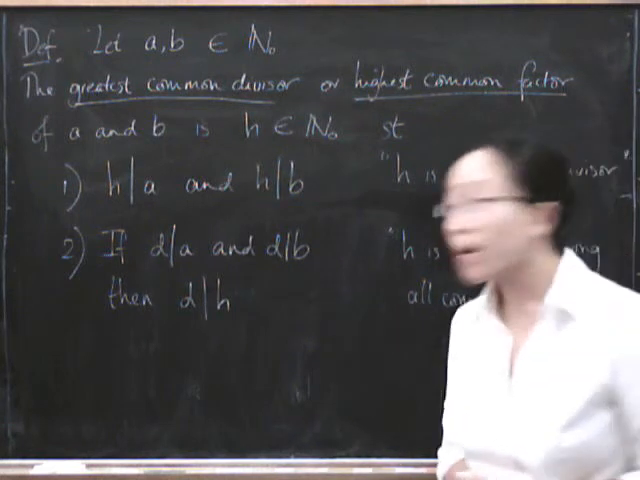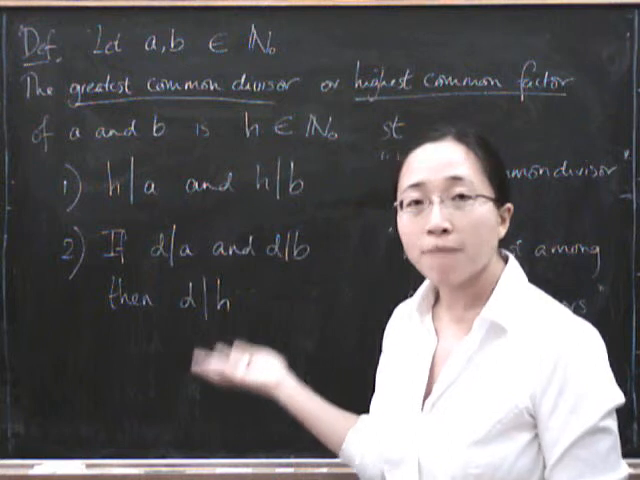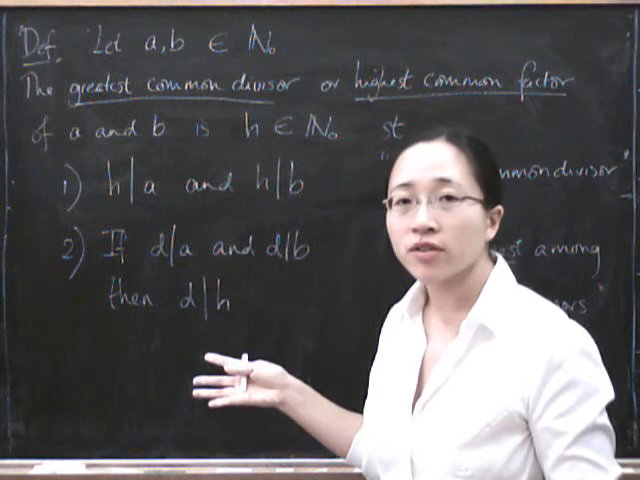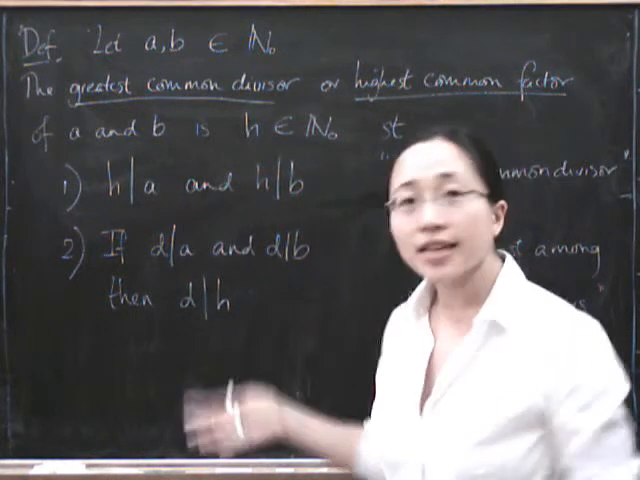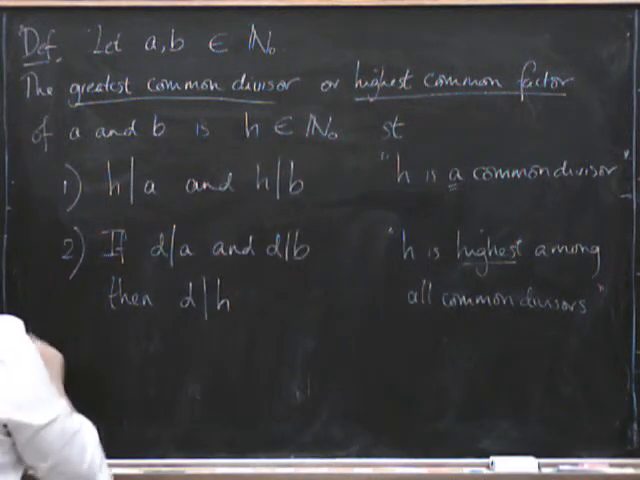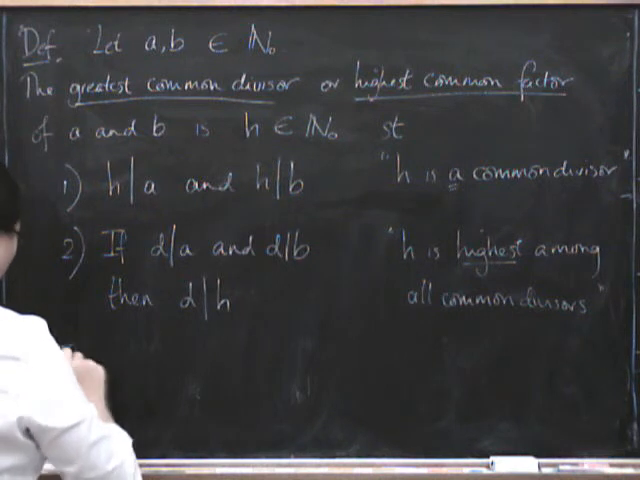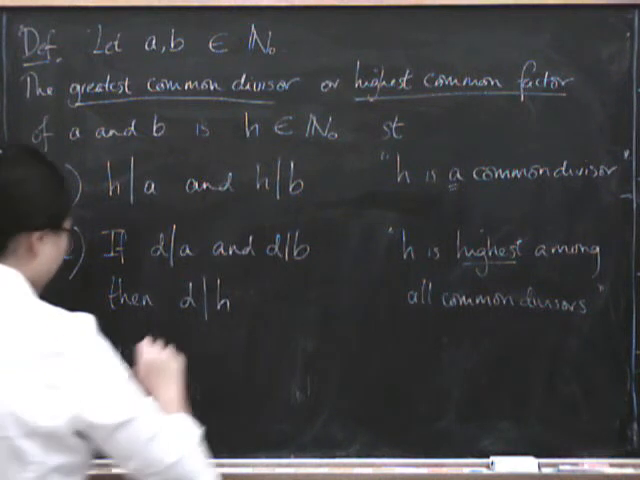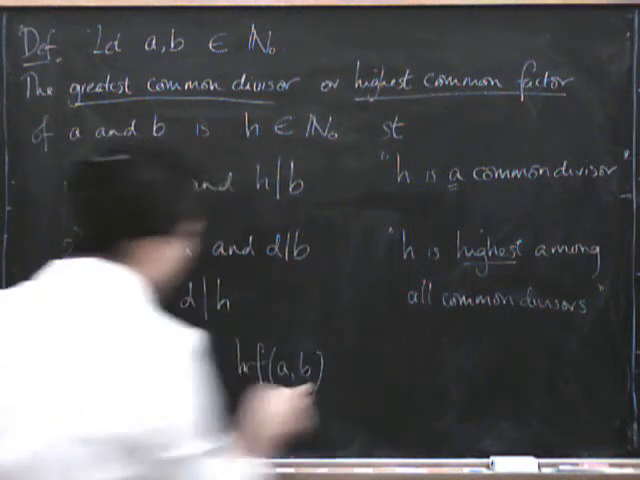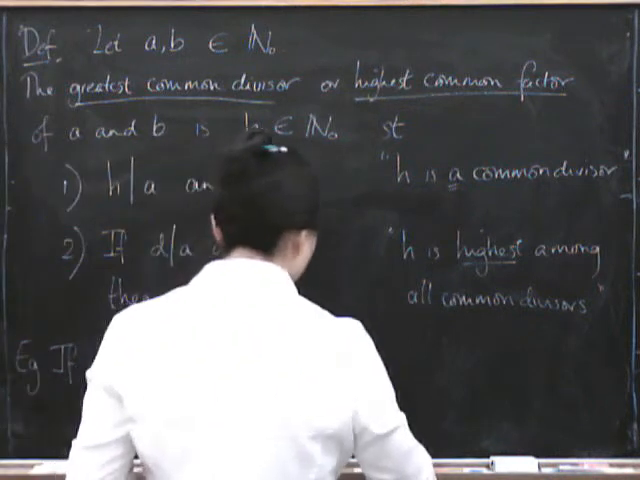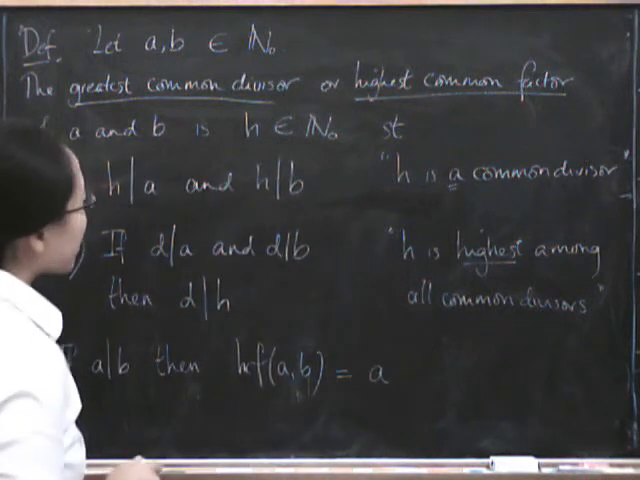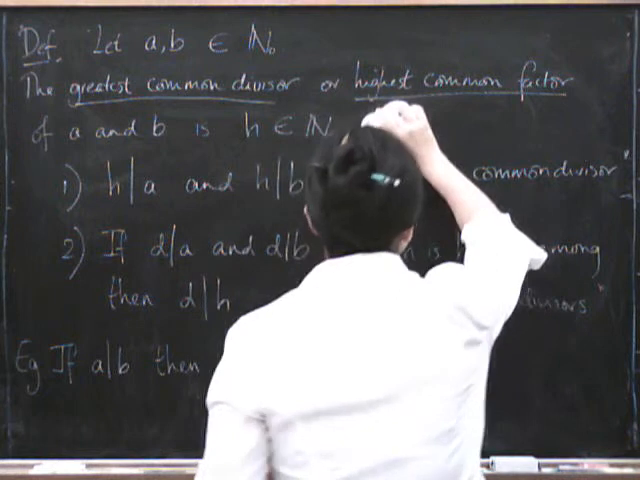And for two numbers, their highest common factor might be 1, right? In the worst case scenario, the biggest number that divides both of them could be 1. But in other cases, it could be A or actually B. So, for example, if A actually divides B, then that's going to be the highest common factor of A and B. So let's have some examples.